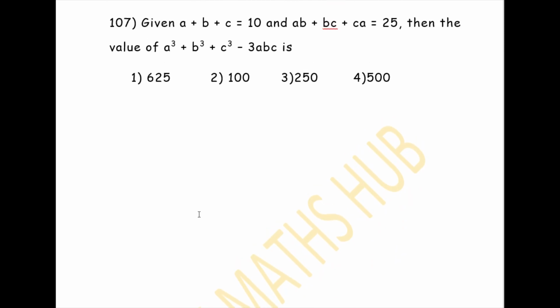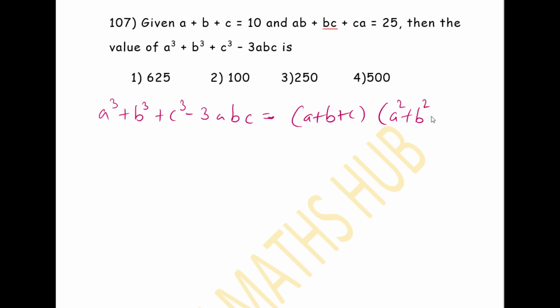Given a plus b plus c equals 10 and ab plus bc plus ca equals 25, then the value of a cube plus b cube plus c cube minus 3abc is, students, we know that a cube plus b cube plus c cube minus 3abc equals a plus b plus c into a square plus b square plus c square minus ab minus bc minus ca. Now what you need to do?